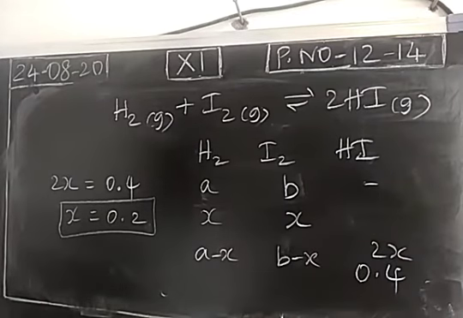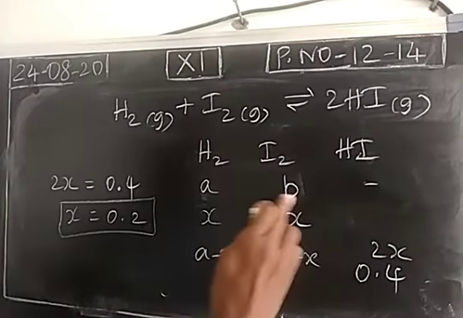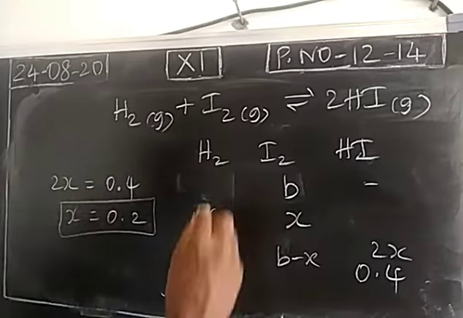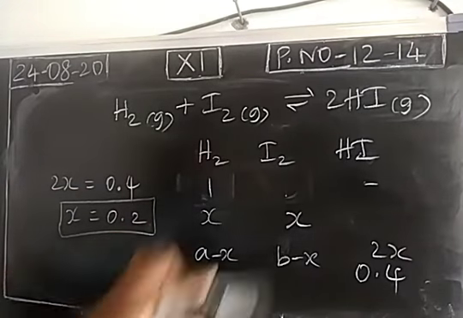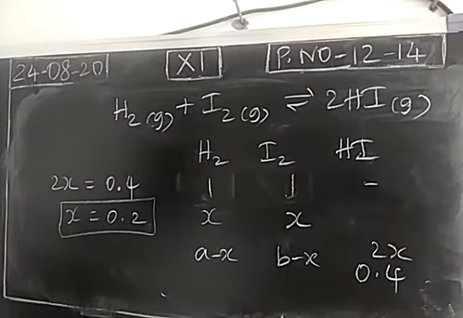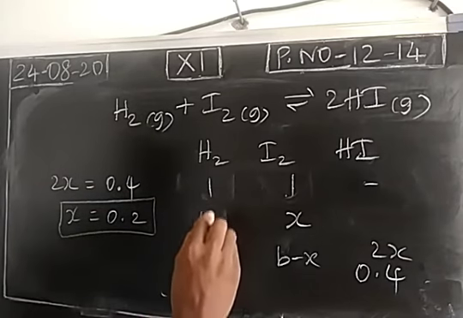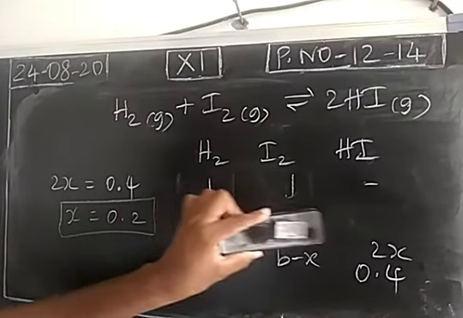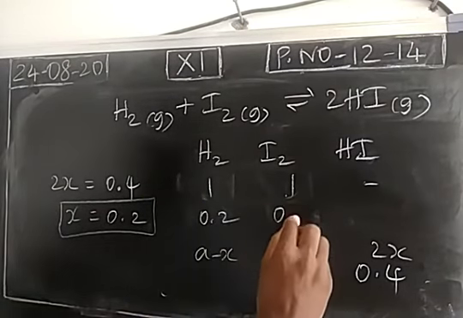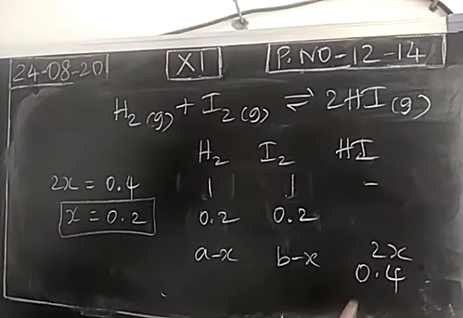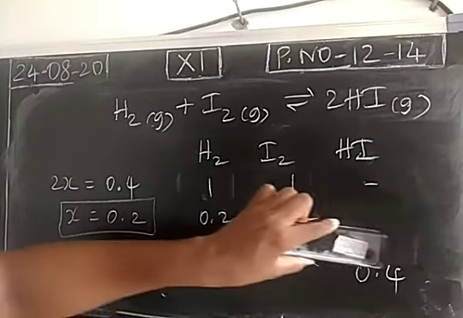So like this, we already studied in the theoretical part. In the question they have given the initial number of moles: hydrogen 1, iodine 1, and 2x value 0.4, from which we calculated the x value as 0.2. So x mole of hydrogen is converted into product, that means 0.2. X mole of iodine converted into product is 0.2. 2x value is 0.4.